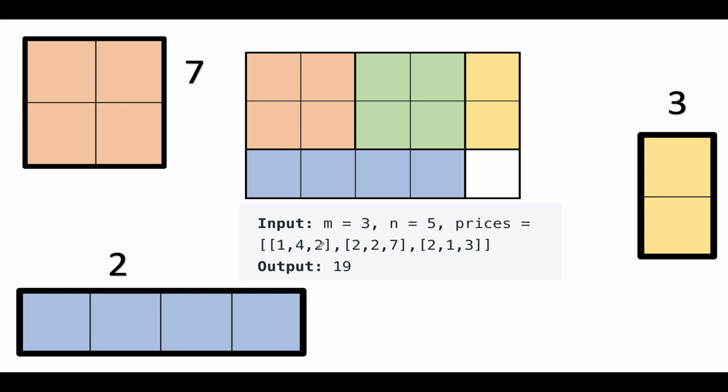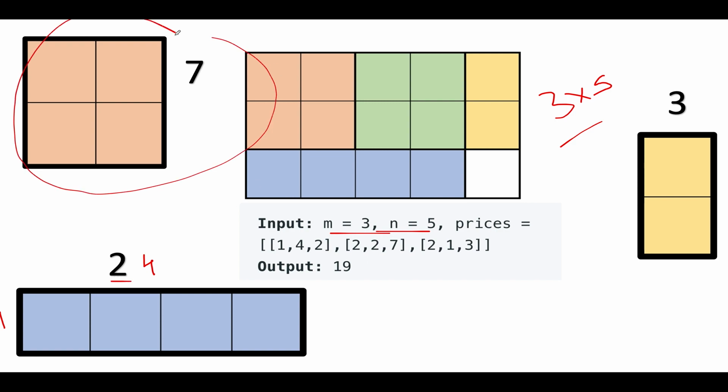So let's take the same example that was specified in the question. We are given a big log of wood of size m equals 3, n equals 5. So this is 3 into 5 dimensions of the log of wood. The prices of 3 logs of wood are stated. The first one is 1 into 4, and the price is 2 units. For the dimension 2 into 2, the price is 7 units, which is this one. For the log of wood of dimension 2 into 1, the price is 3 units.